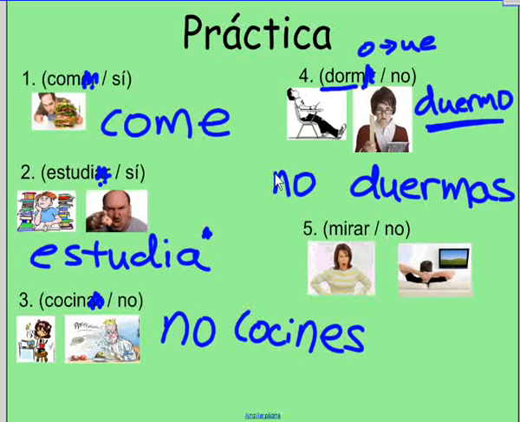And then number 5, mirar, no, so don't watch. Well, we have no, and mir. It's an AR verb, taking the new endings, es, no mires. Right, so those are some examples from the affirmative and the negative commands.